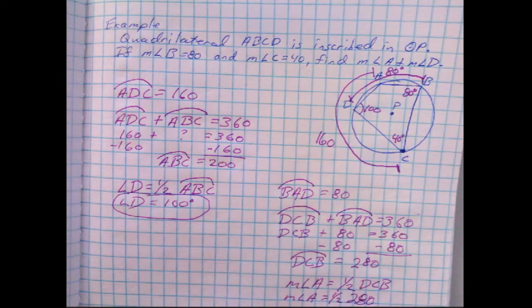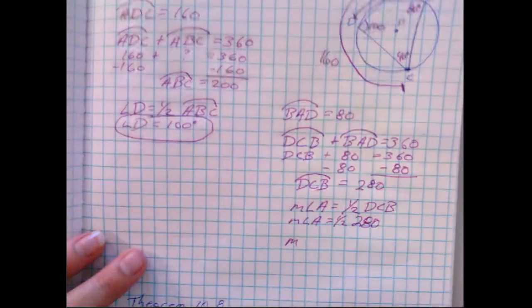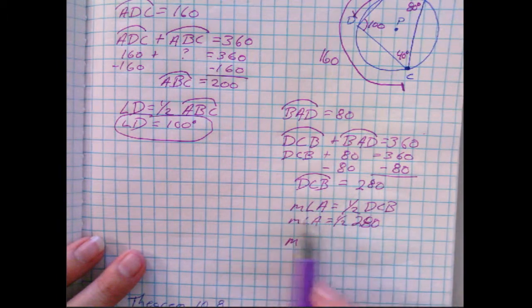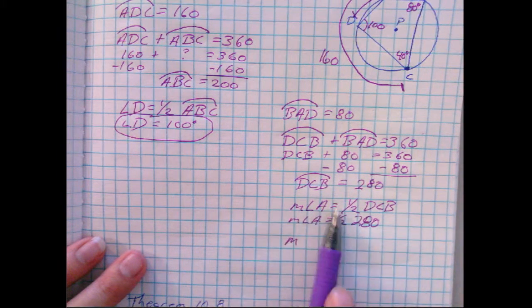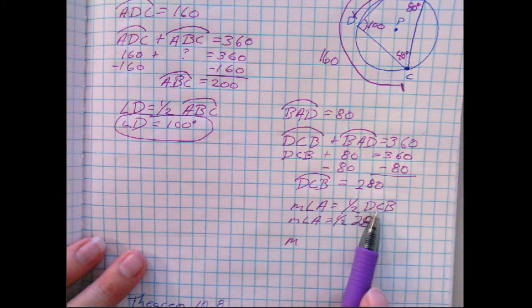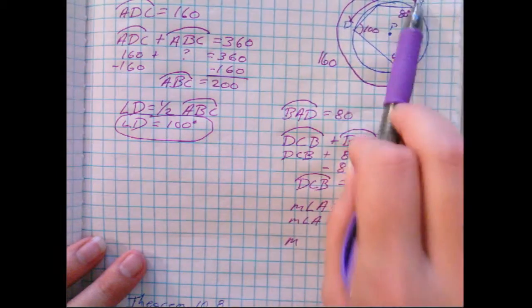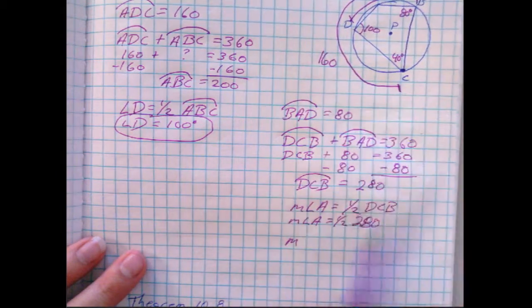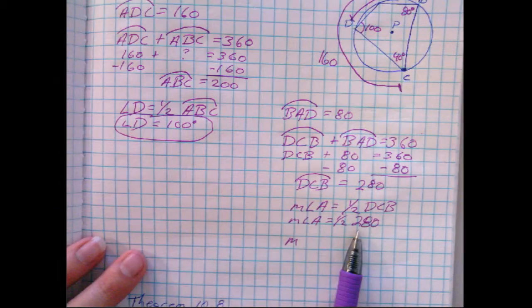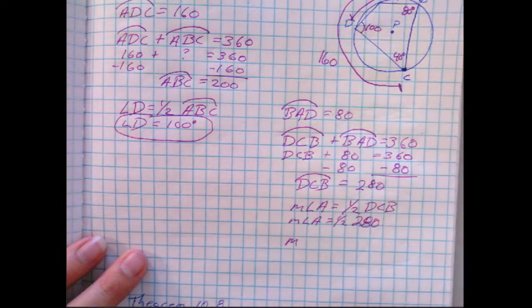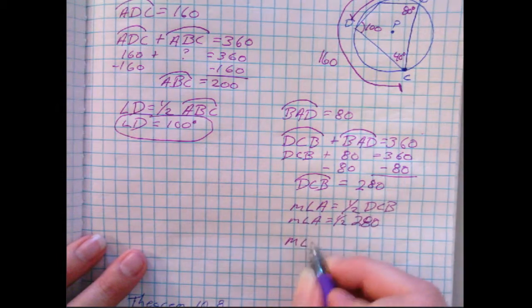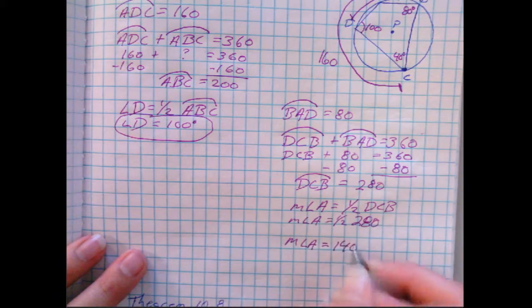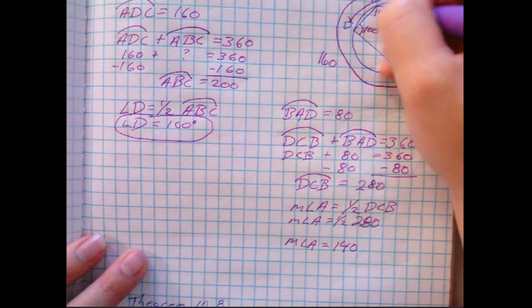Oh, I apologize, you can't see that. I was just writing that the measure of angle A is half of arc DCB, which goes this way. That's the arc it intercepts. It's half of that, and we know that arc is 280 degrees. So the measure of angle A equals 140 degrees.